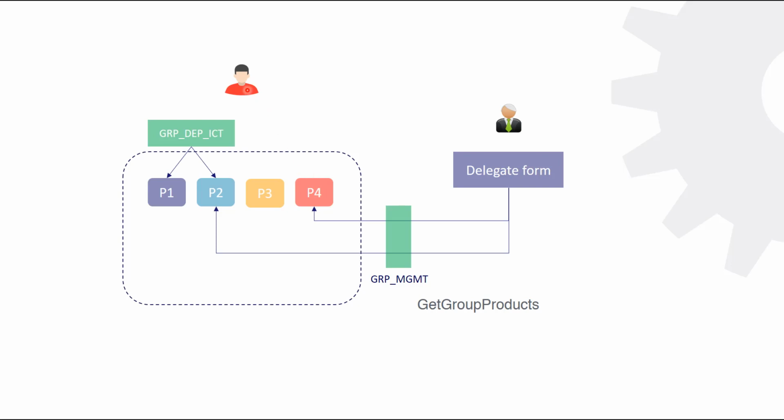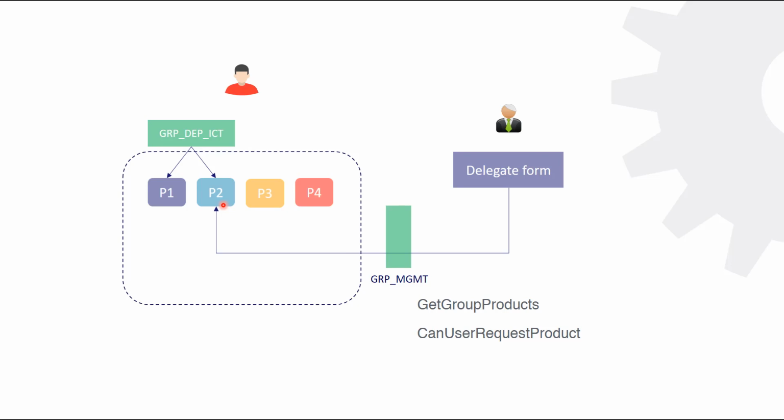Suppose this person is a member of this group and has access to P1 and P2, but not to P4. The call requesting the products for that user will return P2 only, and then you're sure that when you execute the task on that delegated form, you're not going to get permission errors, because you have a person that can only access P2. I have a short form in the demo where I can demonstrate this functionality.